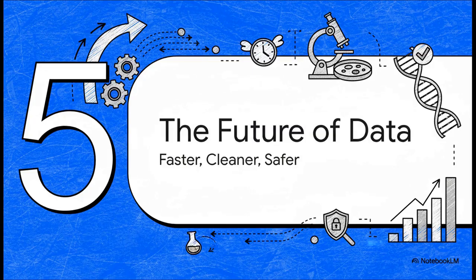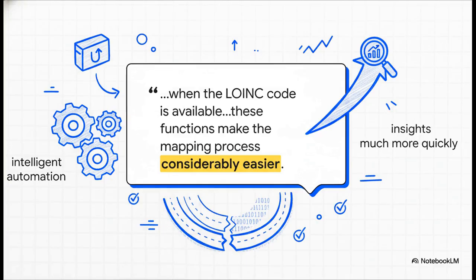So what does all this automation really mean for the future of medical research? Because the implications here are way bigger than just saving a little time. You know, this quote from the source material really just sums it all up. Having these LOINC codes combined with these web services is a massive leap forward. We're moving from a world of painful, manual data mapping to a world of intelligent automation. And that means data gets processed faster with far fewer errors, which lets researchers get to the actual insights much more quickly.